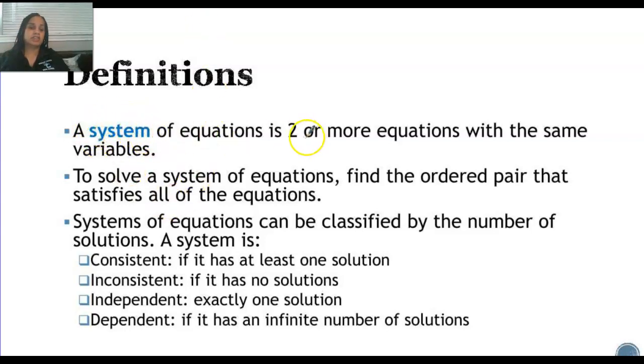A system is just talking about two or more equations with the same variables. To solve a system, you have to find the ordered pair that satisfies all of the equations. For today, we're only going to do two at a time.